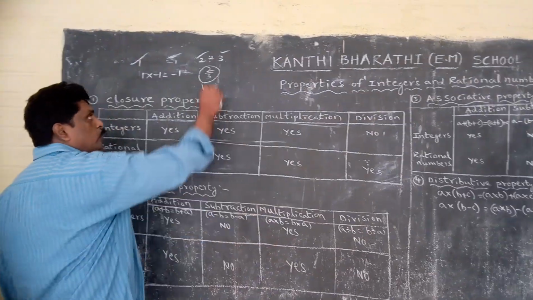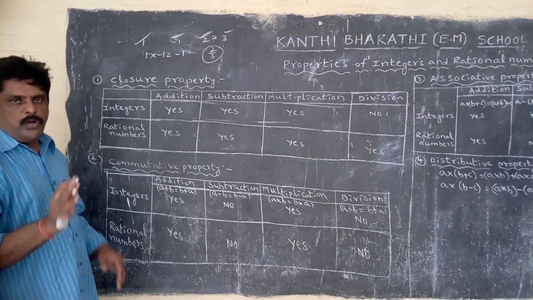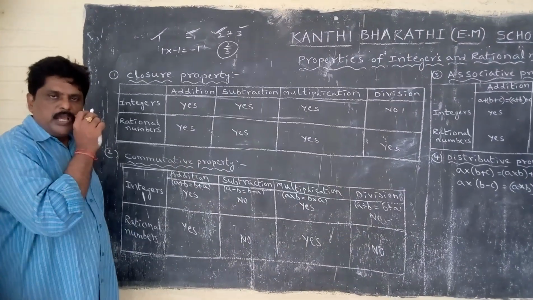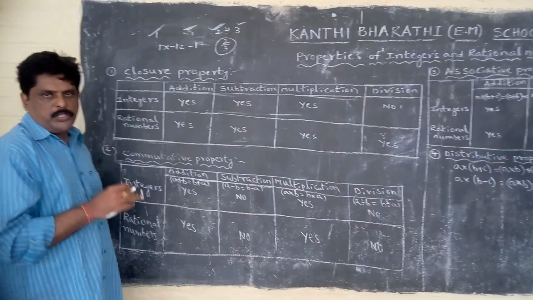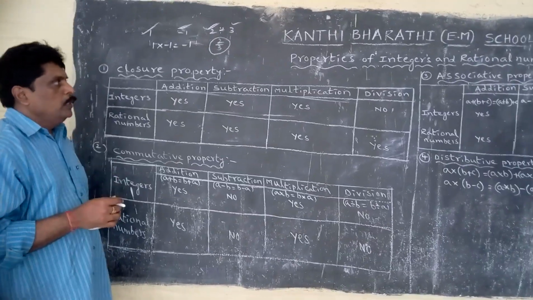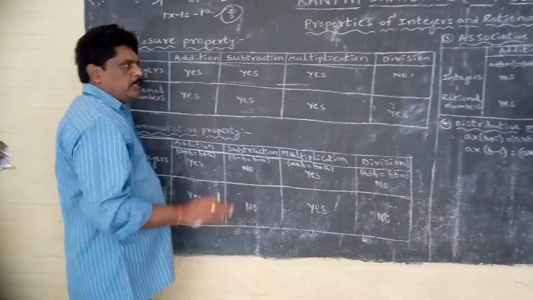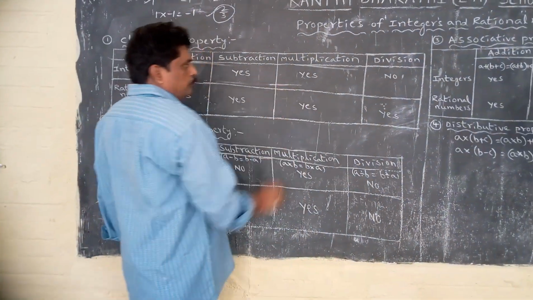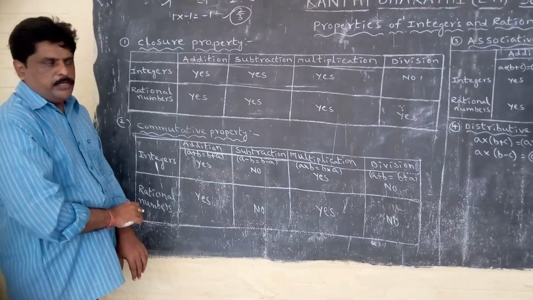Okay. If you write 2 is an integer and 3 is an integer, 2 divided by 3, 2 by 3 is not an integer. Because in integers there are plus values, minus values and 0. There are no fractions in the integers. So here 2 divided by 3 means 2 by 3. It is not an integer, it is a rational number. So the closure property does not exist in division for integers.